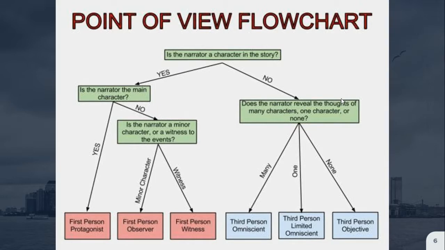Are we following two characters at a time? Or are we following many characters at a time? Or are we following no characters at a time? So here, this is broken up just into three. If we're following no specific character and we're just watching the events, we are in third person objective.